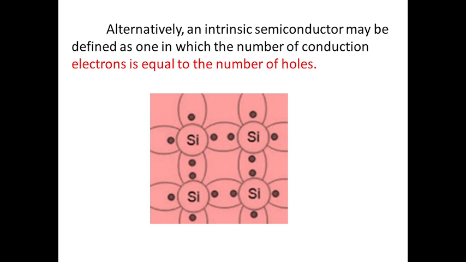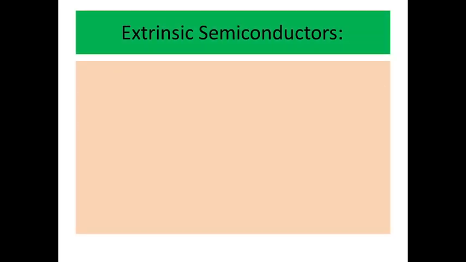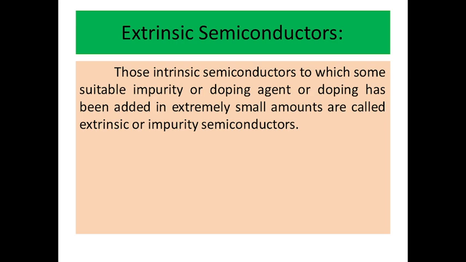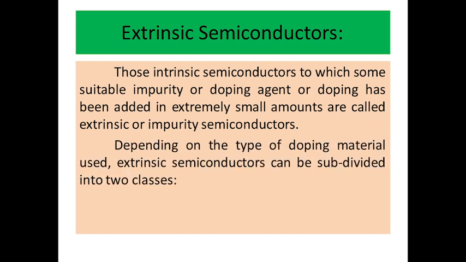The valency of an intrinsic semiconductor is always 4. Silicon or germanium has a valency of 4. We can see here silicon is surrounded by 4 valence electrons, and there are an equal number of holes, 4 holes and 4 electrons. That's why valency is 4. This is an example of an intrinsic semiconductor. For an extrinsic semiconductor, when we add a dopant or impurity to an intrinsic semiconductor, and the dopant must be extremely small, we get the extrinsic or impure semiconductor. We have divided extrinsic semiconductors on the basis of the added impurities into n-type and p-type.